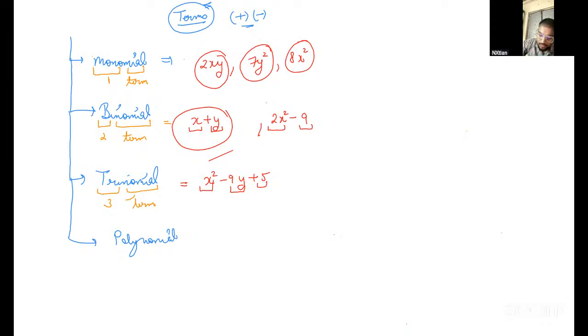And polynomial is more than three. Quadrinomial is four and polynomial is five or more. We'll never consider quadrinomial. We'll take only polynomial. After three, it's called a polynomial. So like we can take that also, but we'll never consider that. So one, two, three, four. Four are there. It's called polynomial. Understood?